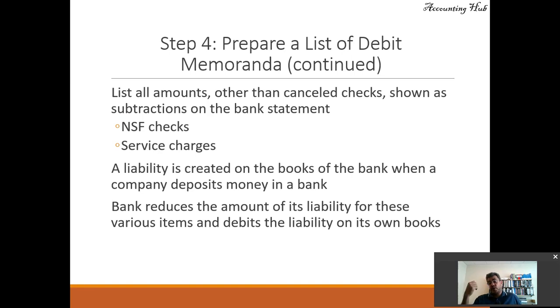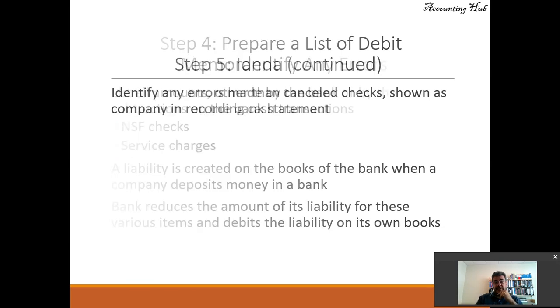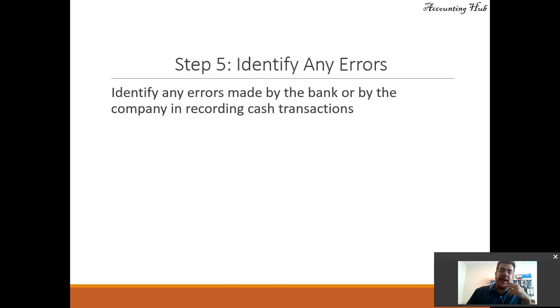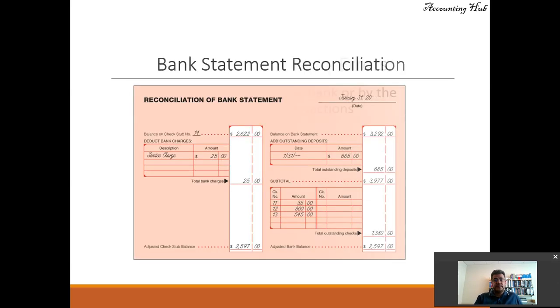So we credit them. For the bank, our account is a liability. They need to pay us. For us, it is an asset. We will receive this money. And step 5, identify any error. Identify any errors made by the bank or by the company in recording cash transactions.